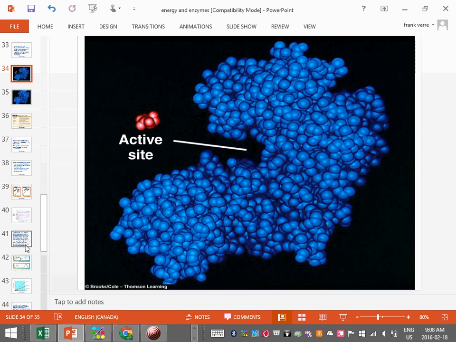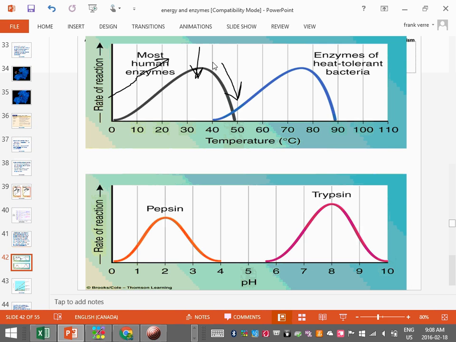So what you're seeing on this side is you're getting more collisions, but the shape of the protein has been altered so that the substrate does not fit the protein nicely anymore. So often the substrate will just slide in, slide back out. So you're getting more collisions, but they're less effective.